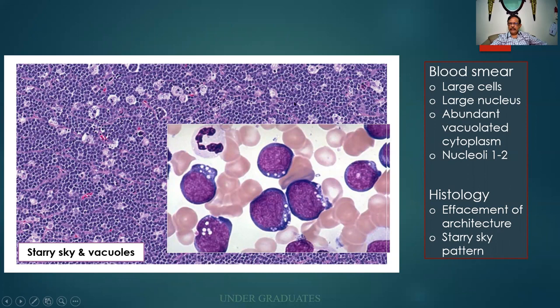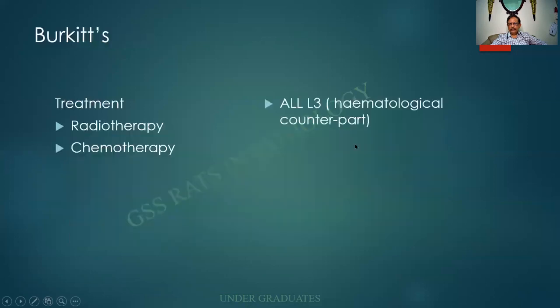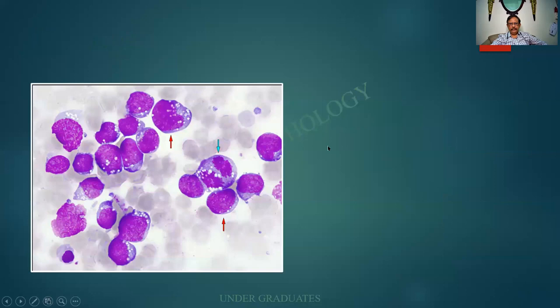Histologically, there is an effacement of architecture. Architecture means the relationship of one part of a tissue to another. There is nothing like that. I am not able to find a capsule, I am not able to find the follicle, etc. And there is a starry sky pattern. So I hope you people have followed this class on Burkitt's lymphoma. The treatment for it will be radiotherapy and chemotherapy. And this is the counterpart that we had mentioned.